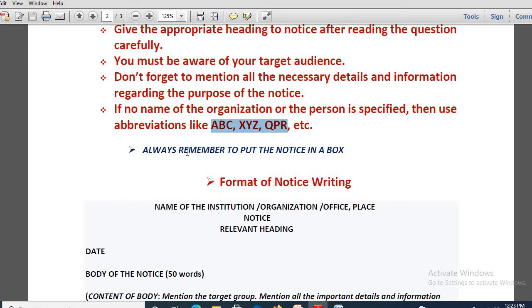And remember, this is something very important. Always remember to put the notice in a box. You have to draw the box with the help of a pencil.